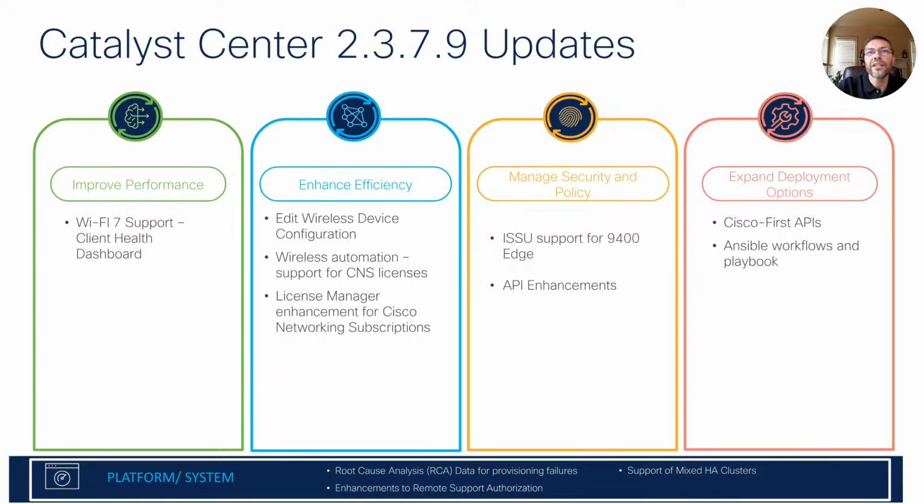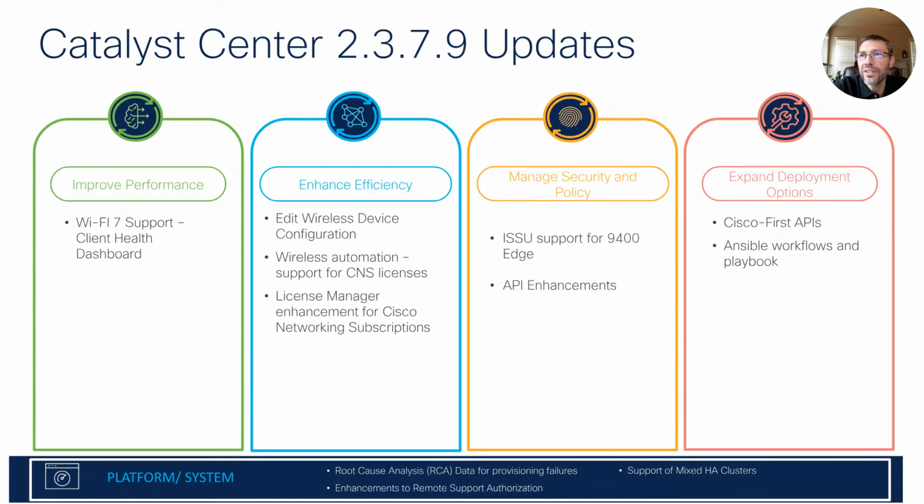Specifically within our 2379, we introduced some new key enhancements across the 4 pillars. Under performance, we now support Wi-Fi 7. The Cisco Wi-Fi 7 access points were launched, and the first order was last November. They've been shipping, so hopefully you're seeing them come in if you've ordered some. And with 2379, we support those Wi-Fi 7 access points with insights in the client health dashboard.